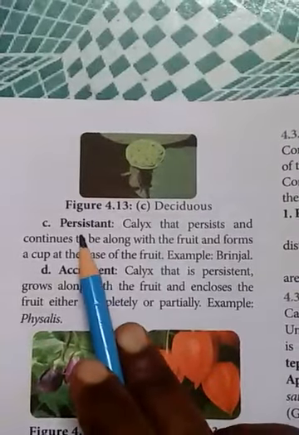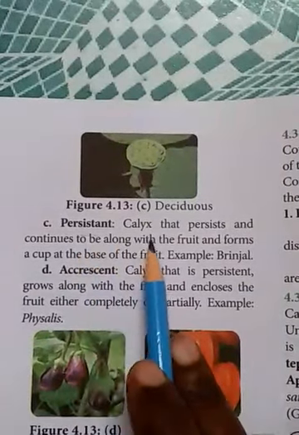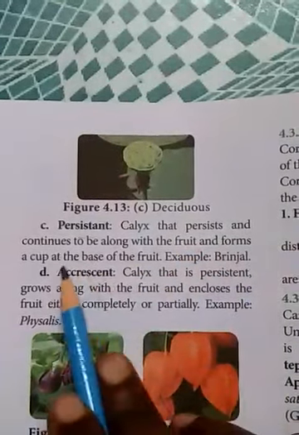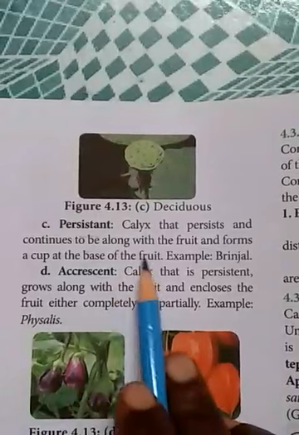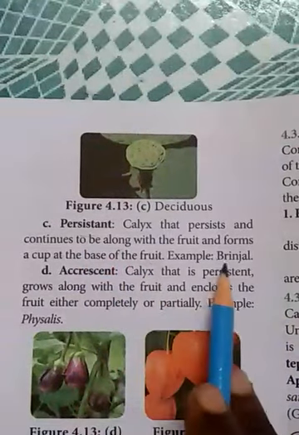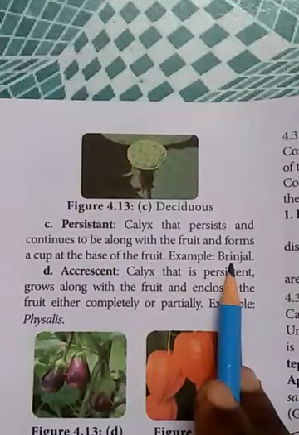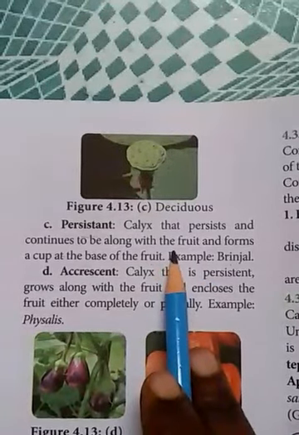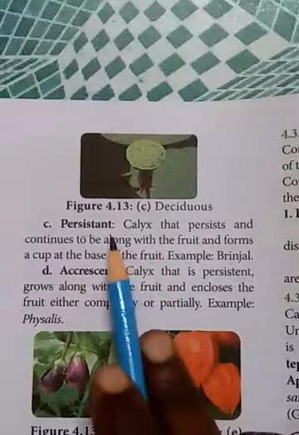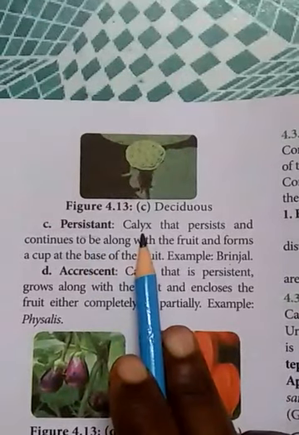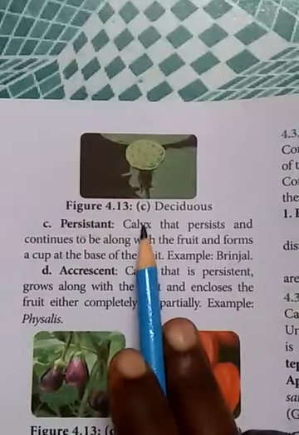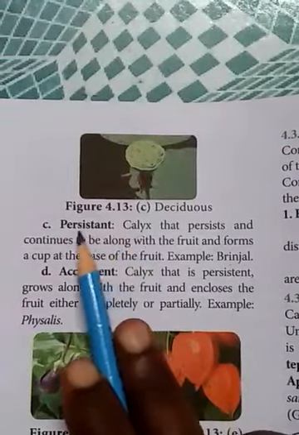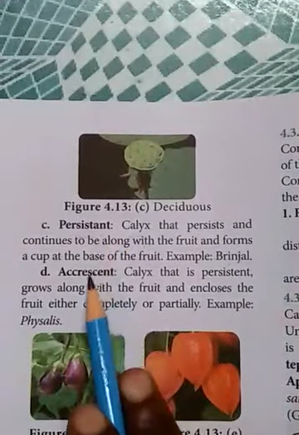The next type is the persistent. Calyx that persists and continues to be along with the fruit and forms a cup at the base of the fruit is called persistent. This you have seen in brinjal. In brinjal, on the top you can find a green fleshy layer is present there. That layer is nothing but the calyx. That is along with the fruit, even till the fruit development, the calyx remains. Then it is called persistent.